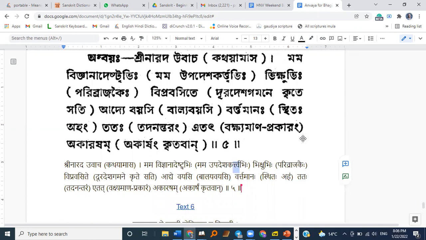Oh, we actually did this one even, but we can do it again. No, I don't think so because I hadn't put it last time. Okay, looks like. So anyhow, Vipravasite दूरदेशगमने कृते सति आद्ये वयसि बाल्य वयसि. Oh, this should be balya vayasi, not balaya. वर्तमानः स्थितः अहं ततः तदनन्तरम् एतद् वक्ष्यमाण प्रकारम् अकार्षं कृतवान्.